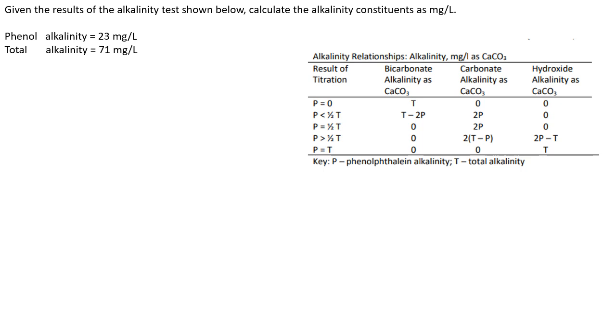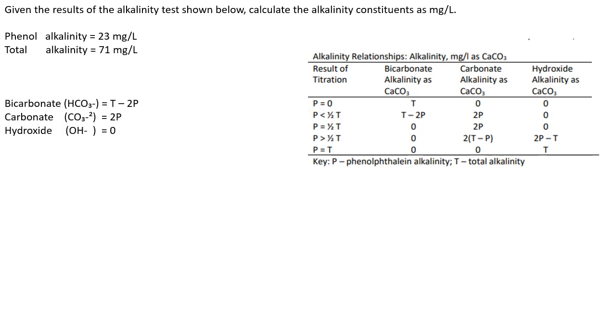So here we have our chart again. Our P alkalinity is not equal to 0, and it is not equal to the total alkalinity. So we're left with the 3 columns in the middle, and to do that we need to know half the total alkalinity. So we're going to divide 71 by 2, and you get 35.5, which means that the P alkalinity of 23 is less than half the T alkalinity of 35.5. So we're going to be using row 2.